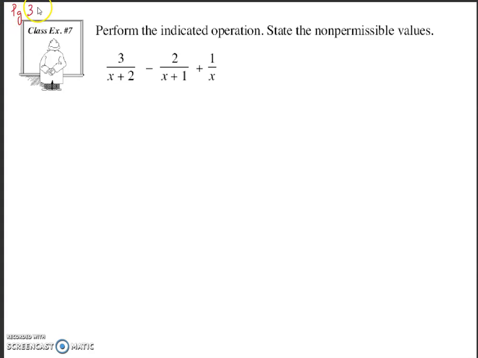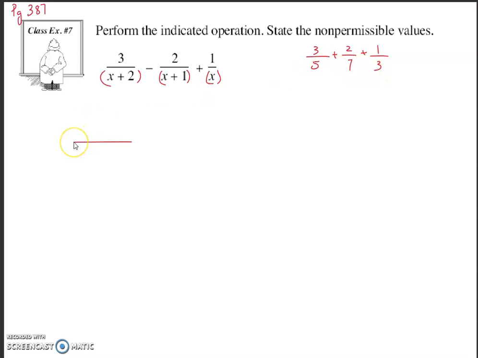All right, so page 387, example number 7. In this example, you'll notice that our three fractions have three different denominators. It's almost like having three different numbers. So if you had numbers, something like between 5, 7, and 3, there's nothing in common. So your lowest common denominator would be just 5 times 3 times 7.